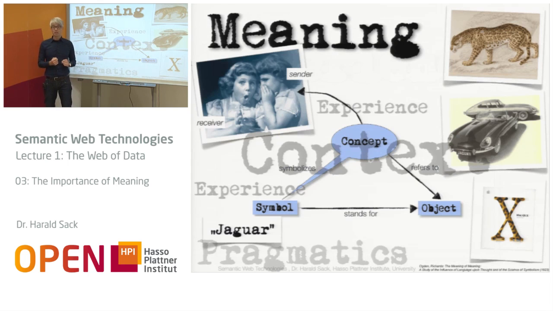So what you see here is the so-called semiotic triangle, and it depicts somehow what is happening inside your head and how language really works. This is a rather old concept. It stems from Ogden and Richards in the 1920s.